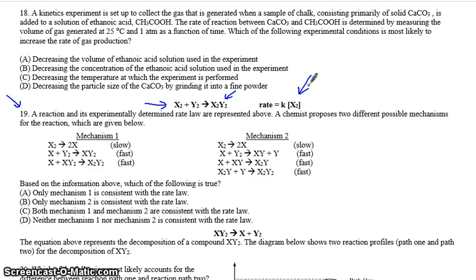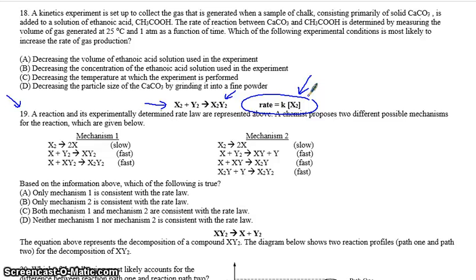In itself. So a chemist proposes two different possible mechanisms for the reaction, which are given below. And essentially we're asked which mechanism is consistent with the rate law. So remember, the rate law allows us to see inside of the mechanism. And a chemist can propose how this reaction runs, and then we can evaluate it. Now, I'm going to quickly skip down to the answer again.